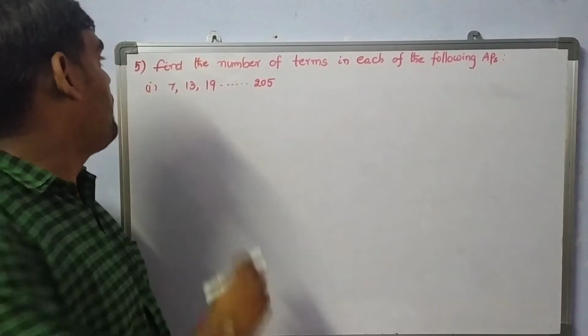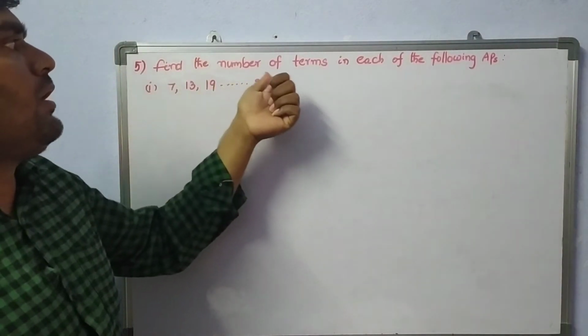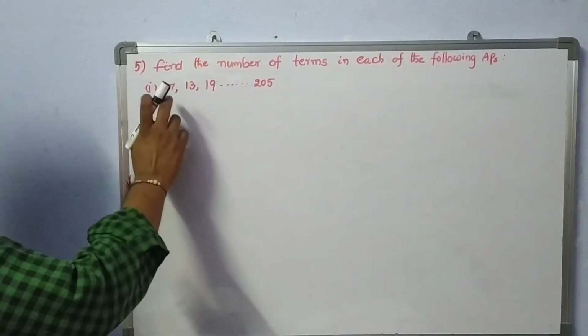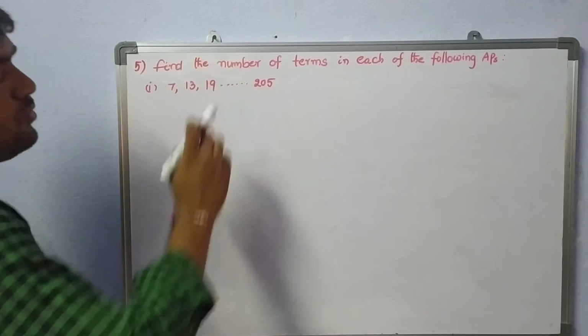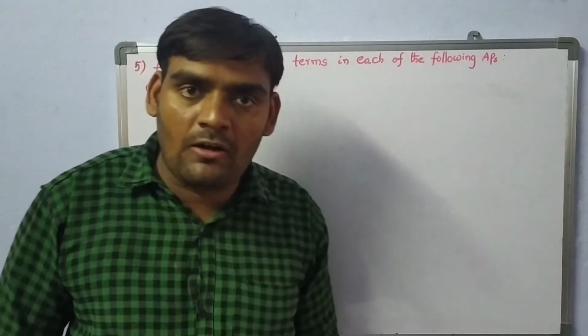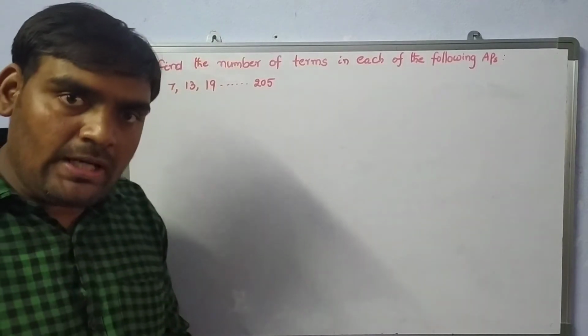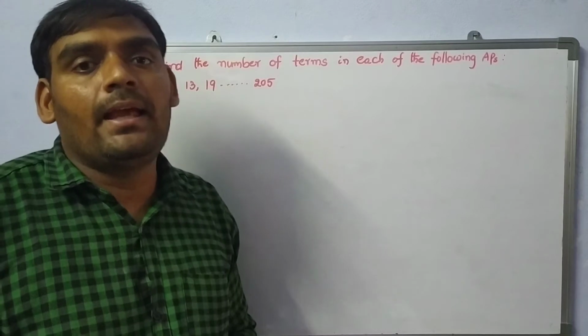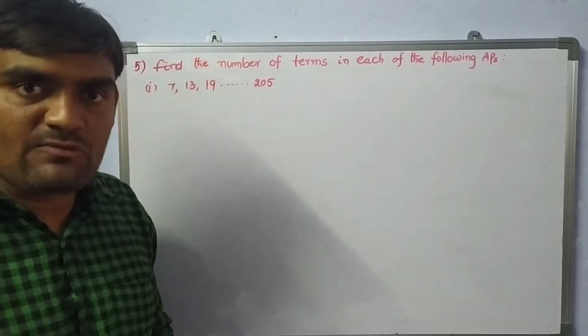Now we are going to do the fifth problem. Find the number of terms in each of the following APs. The first one is 7, 13, 19 and so on up to 205. For this arithmetic progression, we need to find the number of terms. To find the number of terms, we need to use the general formula, that is an is equal to a plus n minus 1 into d.